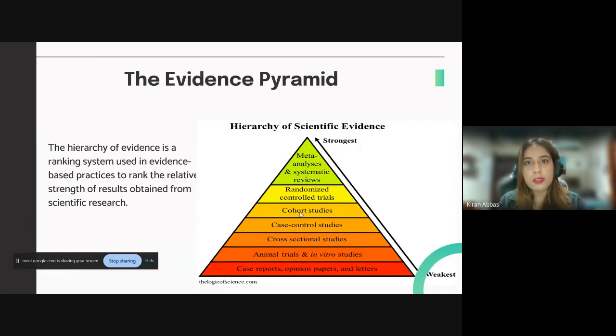Do you guys understand the significance of this pyramid and why we do meta-analysis and why we do systematic reviews? Do you all understand now? Because it has direct impact on the clinical practice and the policies that we have.